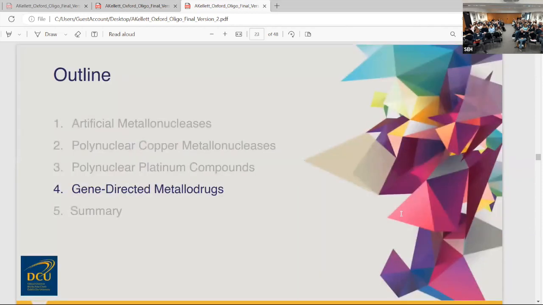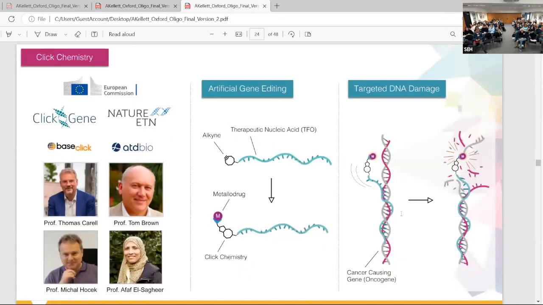So the final section I want to talk about is on gene-directed metabodrugs. So we're lucky enough to coordinate two large-scale Marie Curie ITNs. The first is called ClipGene, which ran between 2014 and 2018, and the one ongoing now, Nature ETN. And so some of us have come together, remarkably, the chair, the previous speaker, the next speaker, tomorrow's speaker.